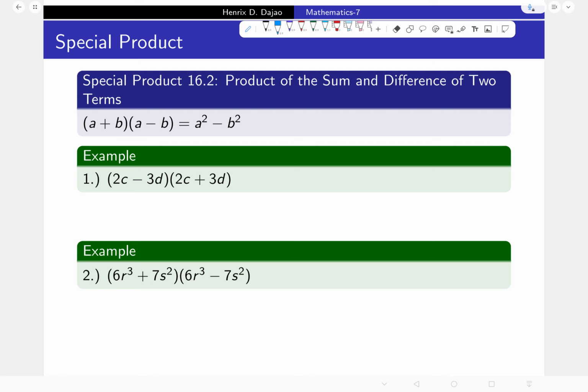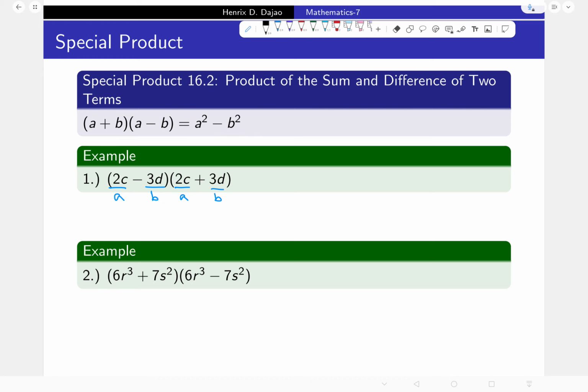Now for number 1, you can take this as a and you can take this as b. And then of course this is a, this is b. Okay? So this is actually in the form of a minus b, a plus b. So basically this is the form, right? So the pattern is this one.